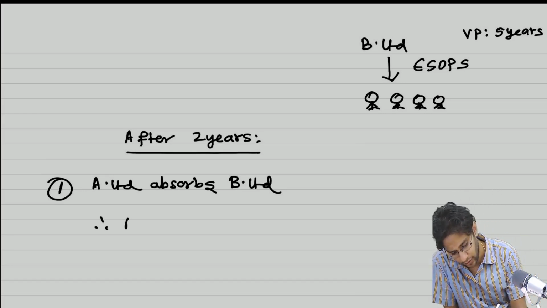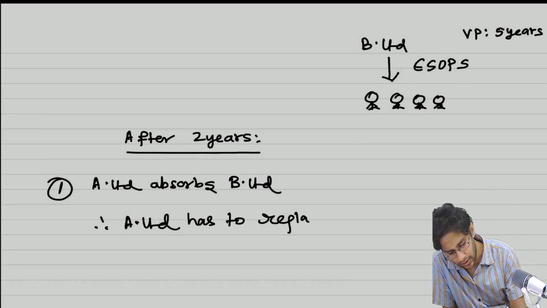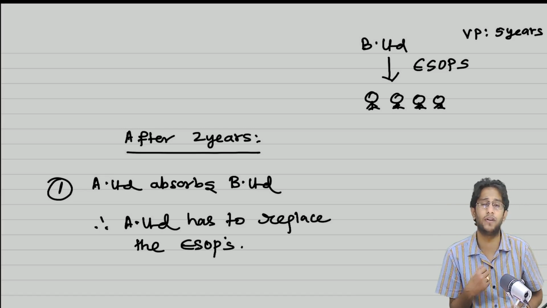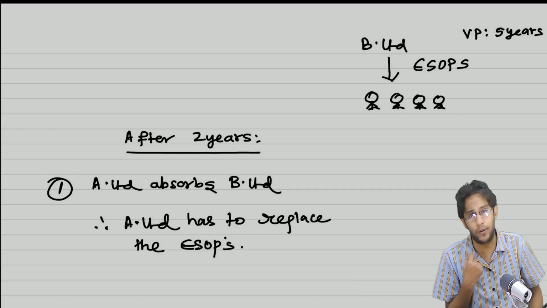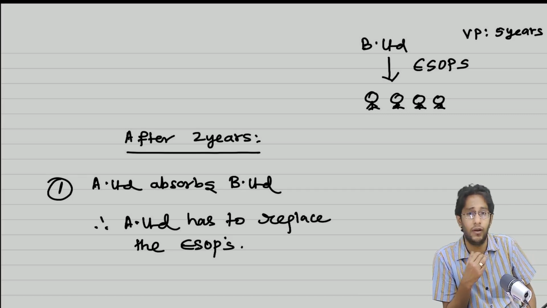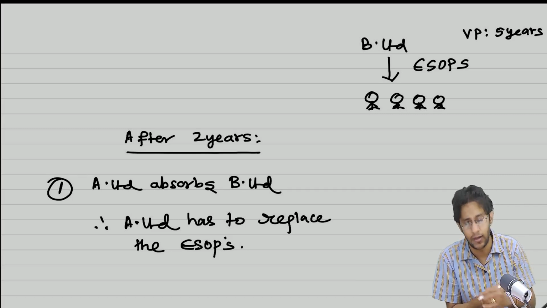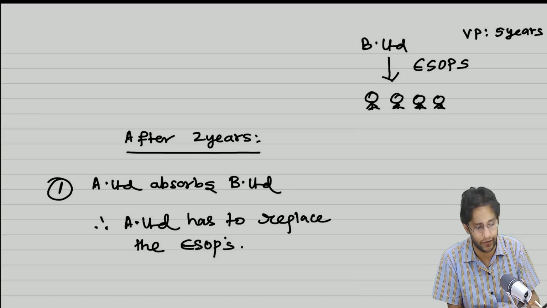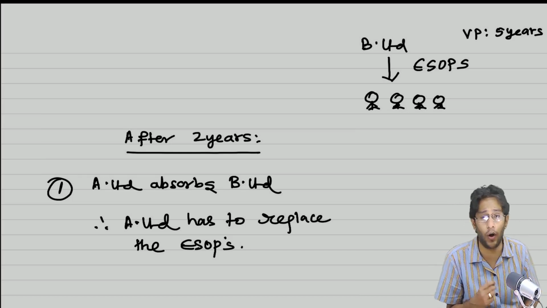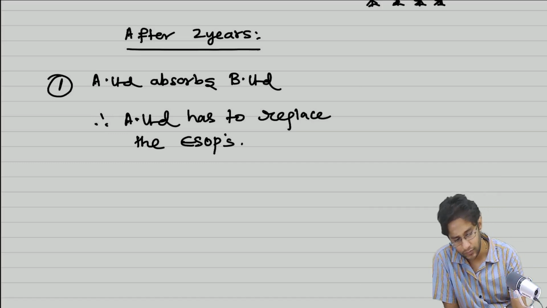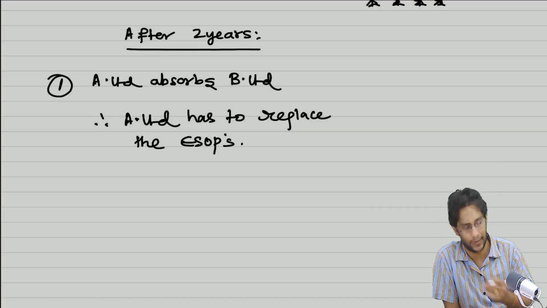So A Limited has to replace the ESOPs. Once upon a time these employees had the right to buy shares of B Limited, but the B Limited entity is liquidated. Now these employees cannot have the old ESOPs; their ESOPs have to be replaced by A Limited. So they should have the right to buy A Limited shares and not B Limited shares, because B is not there anymore. So A will replace it. So how has A Limited replaced it?